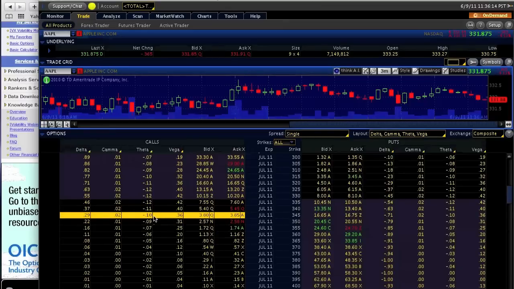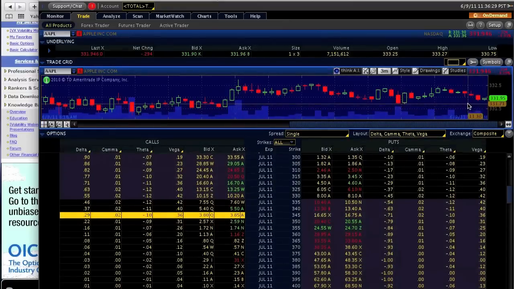Every single day that goes by with everything held constant, because again, these will all change as an input changes. But as it stands now, for every single day that goes by, if Apple stays here at 331.95 for the next 6 weeks, every single day 10 cents will be lost. And on a percentage basis, this is a hefty amount.